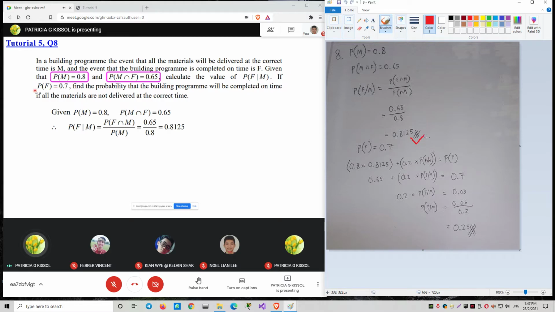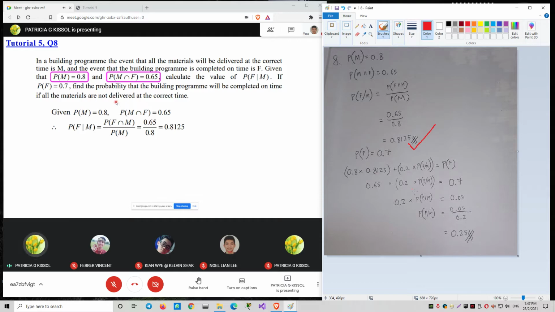But the question is, if the probability of F completed on time is 0.7, we want to find the probability that the building program will be completed on time. So if probability of F is 0.7, that means probability of F and M plus probability of F and not M is 0.7, if you visualize the probability tree.